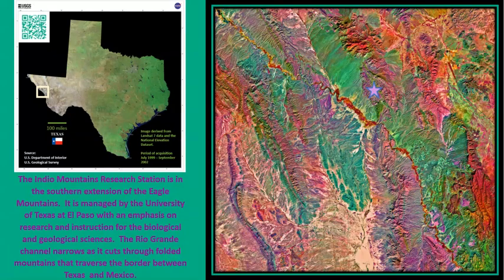Following the border towards the north, the Rio Grande is crossed by multiple narrow mountain ranges. The Indio Mountain Research Station is in the Eagle Mountains and is managed by the University of Texas at El Paso, with an emphasis on research and instruction for biological and geological sciences.